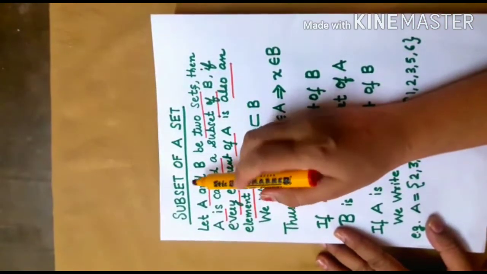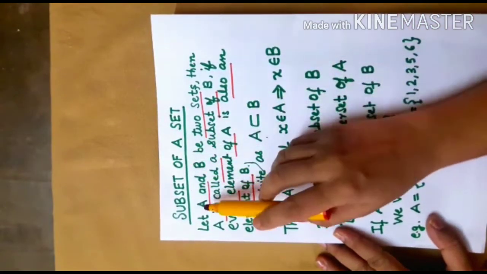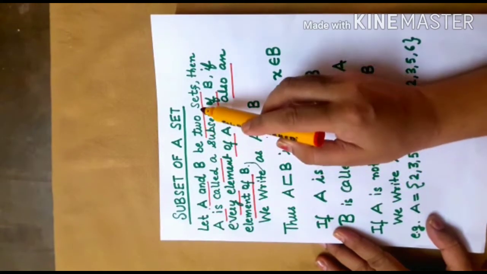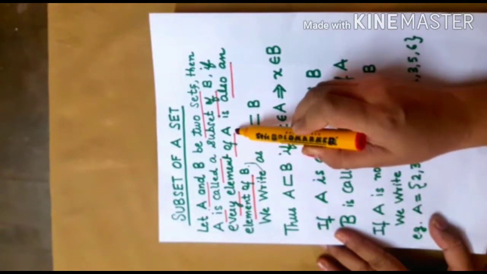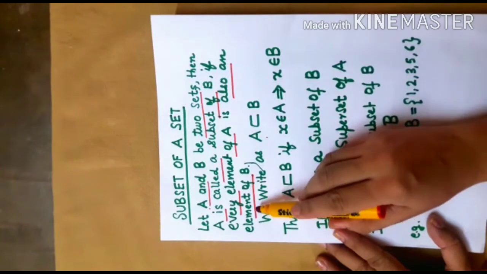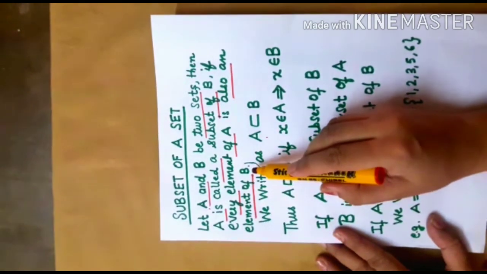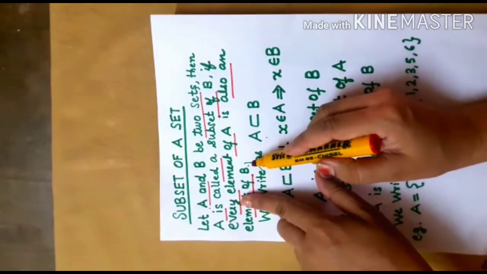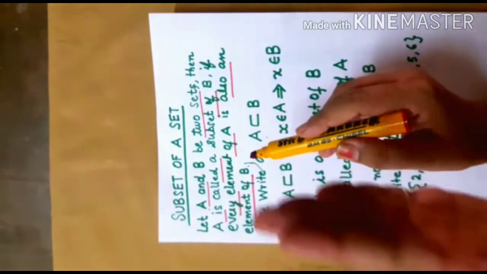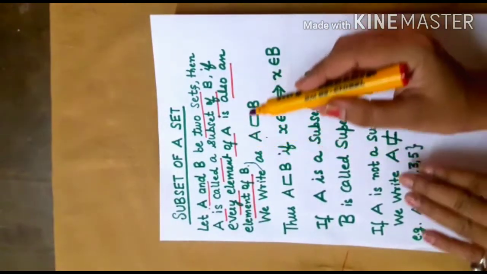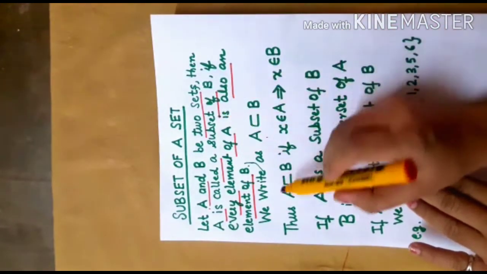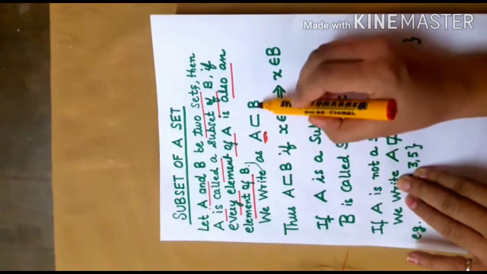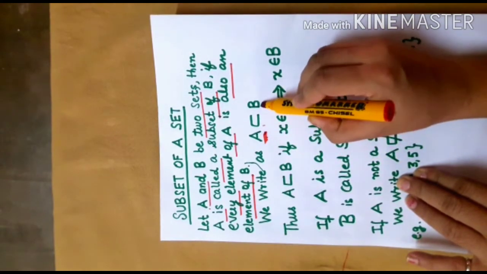Today we will discuss subset of a set. Let A and B be two sets. Then A is called a subset of B if every element of set A is also an element of set B. That means if every element of set A is also present in the set B, then we say that A is a subset of B, and we write this as A ⊆ B.